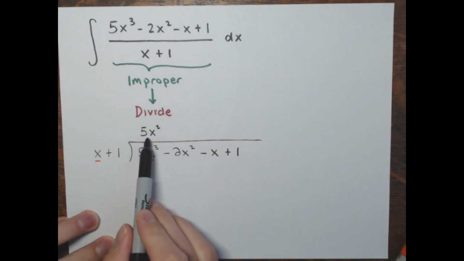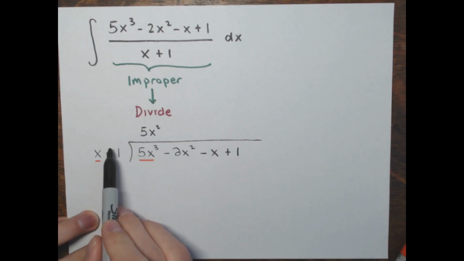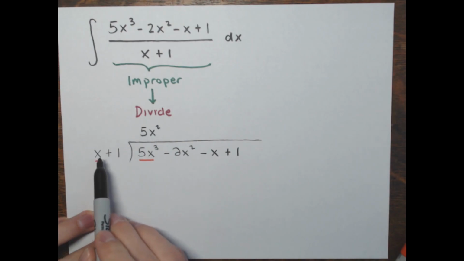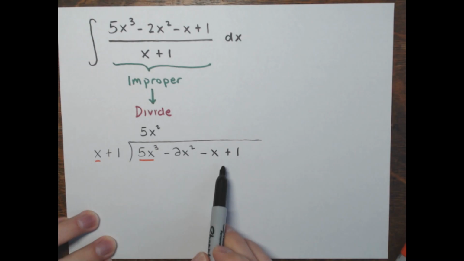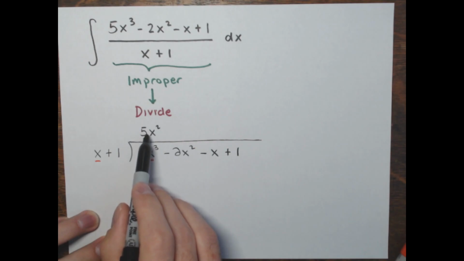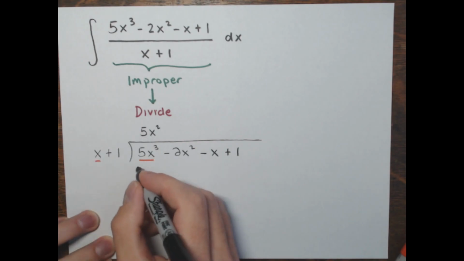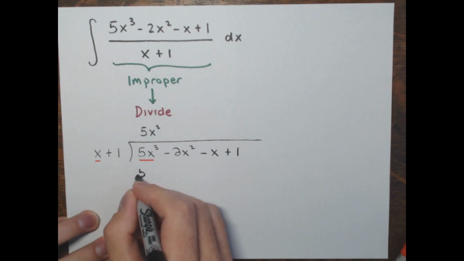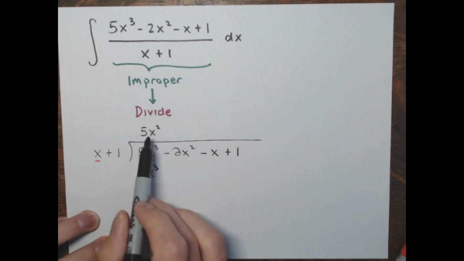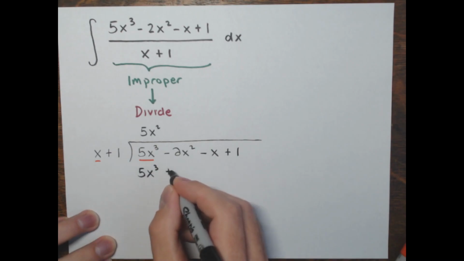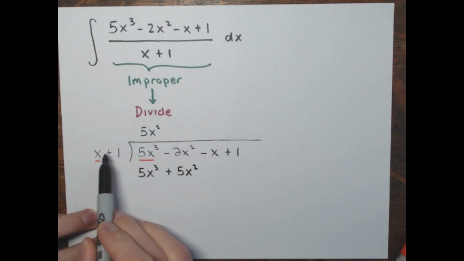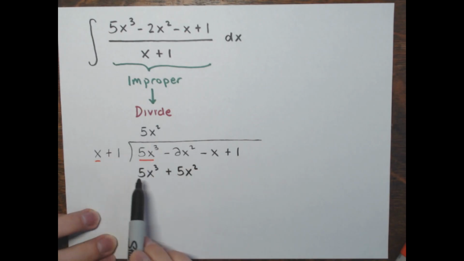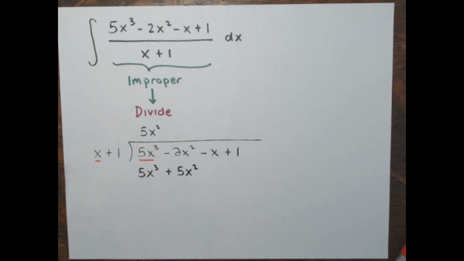And then whatever term I just wrote, I multiply by the divisor. I multiply 5x squared by x plus 1 and write that result underneath the original dividend, the original polynomial I was dividing into. So we multiply 5x squared by x plus 1. Well, 5x squared times x is 5x cubed. 5x squared times 1, positive 5x squared. Right. So you divide the lead terms, multiply by the divisor, and now we subtract.